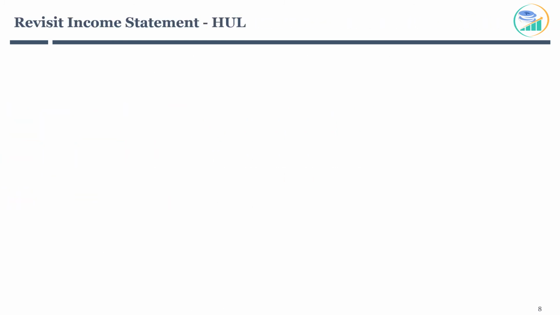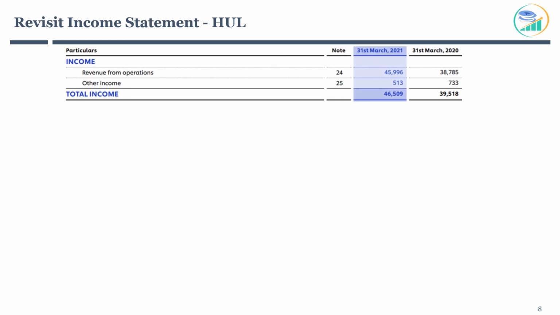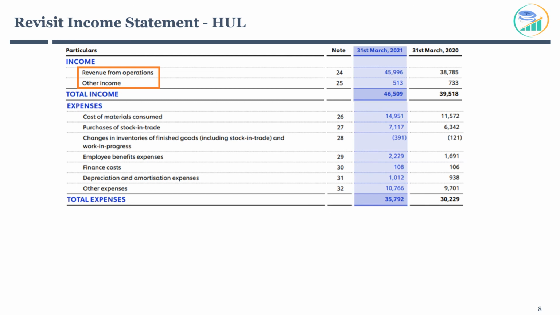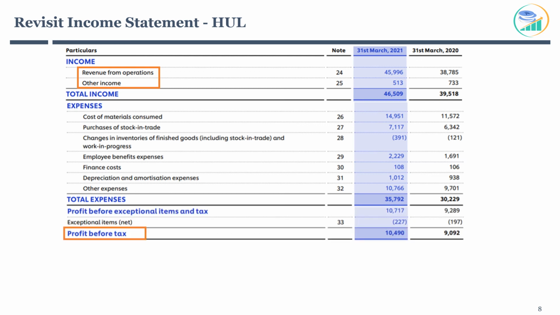I hope by this time, you are feeling much better. You should be able to understand the income statement. Let's revisit all the line items again. It starts with income. Income has two distinct line items, revenue from operations and other income. The next line item is expenses. These are the expenses associated with manufacturing and selling products or services. The next line item is profit before tax. It is calculated as total income minus total expenses.